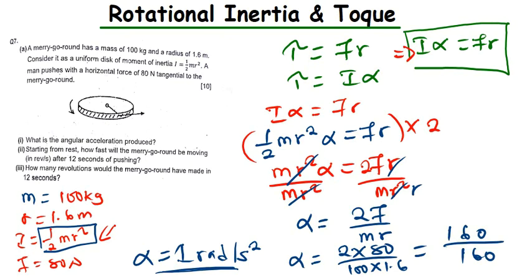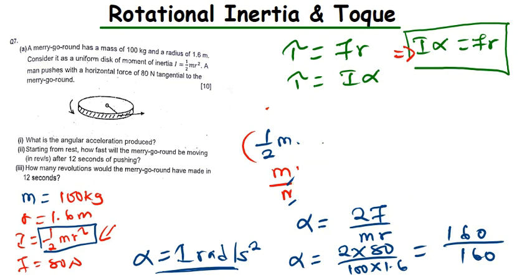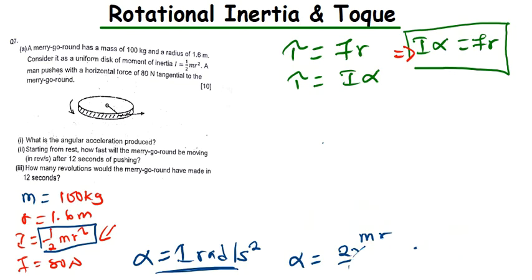Now part B is asking us to find, starting from rest, meaning that the initial angular velocity, because it is starting from rest, is 0 rad per second. Starting from rest, how fast will the merry-go-round be moving in revolutions per second after 12 seconds? And we have been told that the time is 12 seconds.